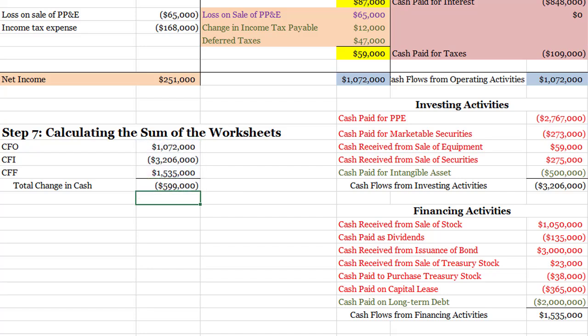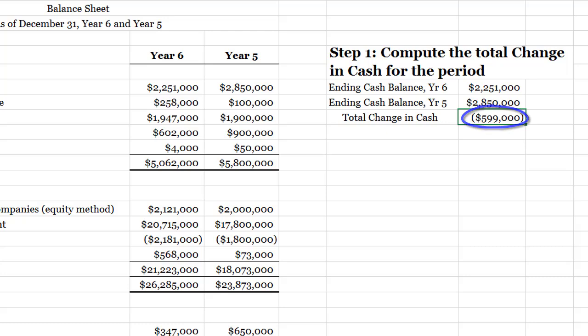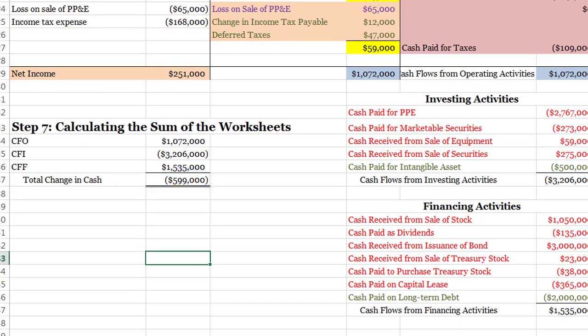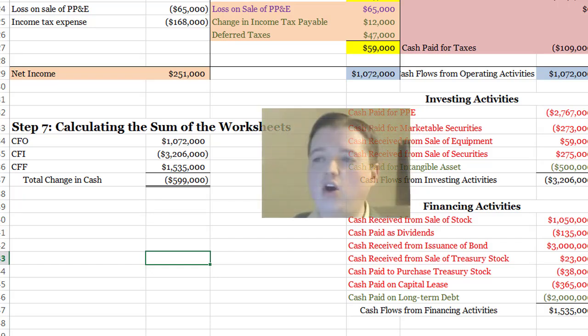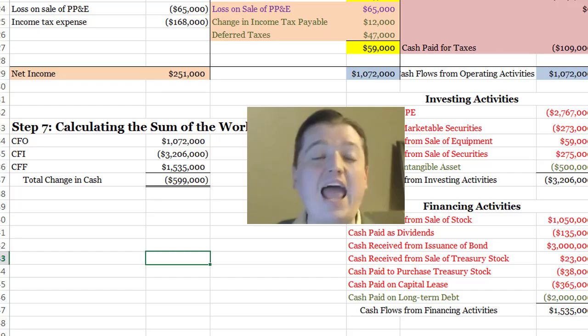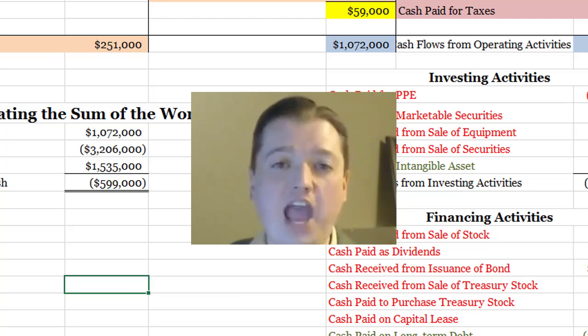So when I sum these, I get negative 599,000. In step 1, I calculated my total net change in cash, and there it is. This number balances with that number, which means I have done my worksheets correctly. That's my check. And since I have my worksheets done and all the information gathered, and it balances with step 1, I can now finally go on to my very last step, building the statement of cash flows.